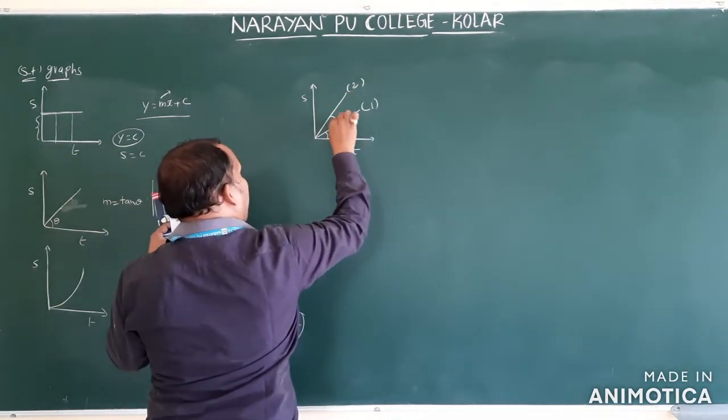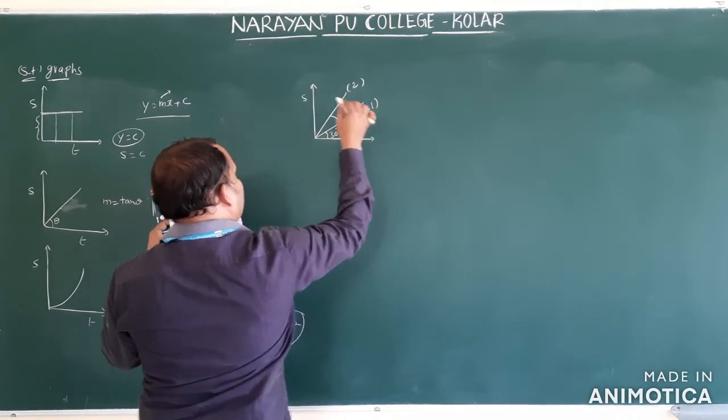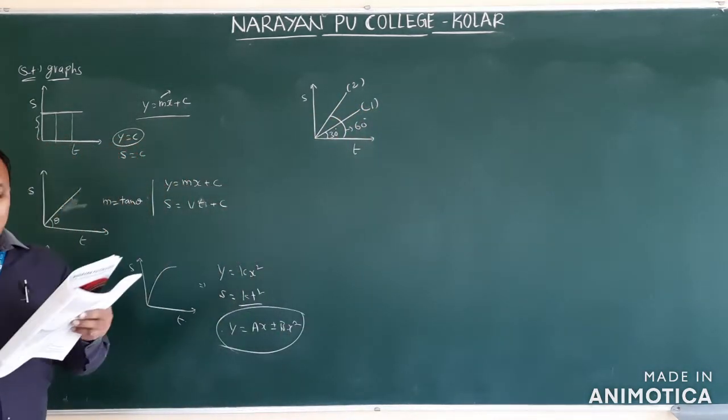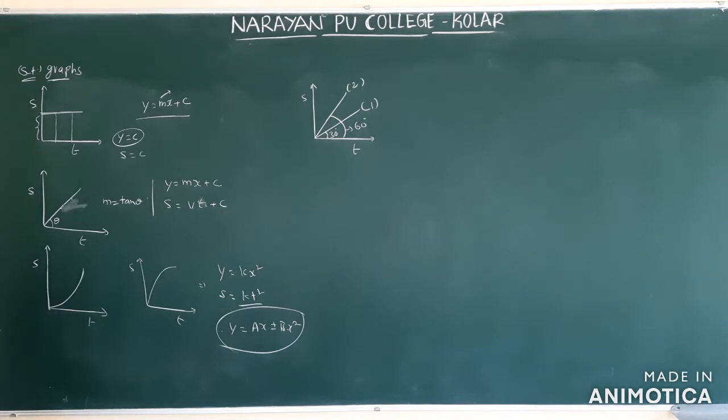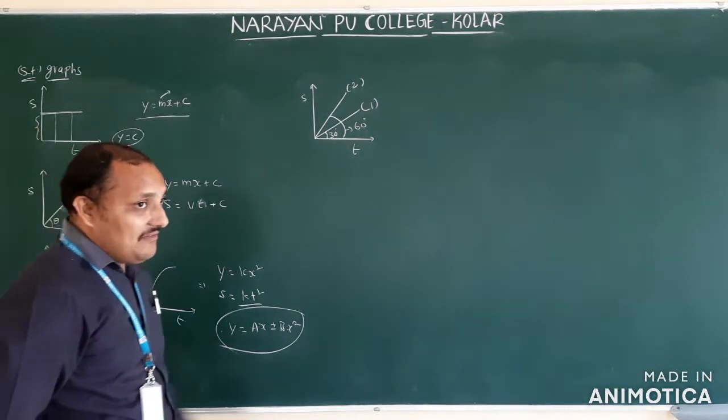Number 2 is making 60 degrees. So the number 1 line has an angle of 30 degrees, and the number 2 line has an angle of 60 degrees. That is the displacement time graph. Then what are they asking? The ratio of the velocity. Find the ratio of the velocity.